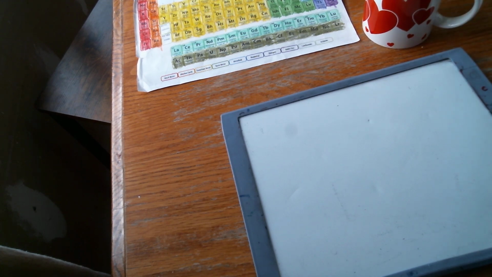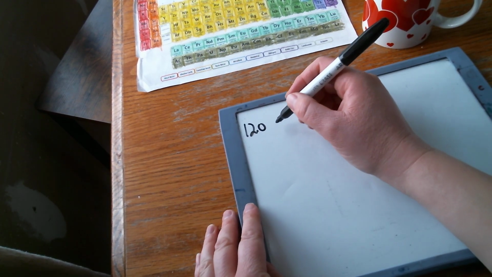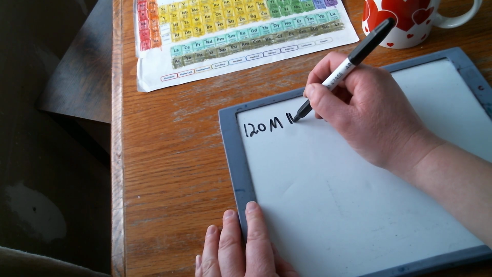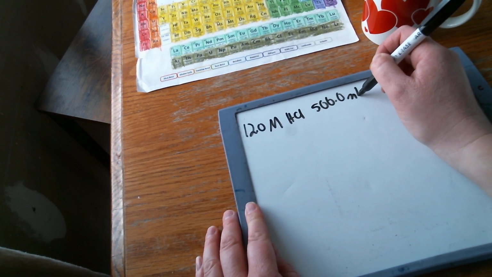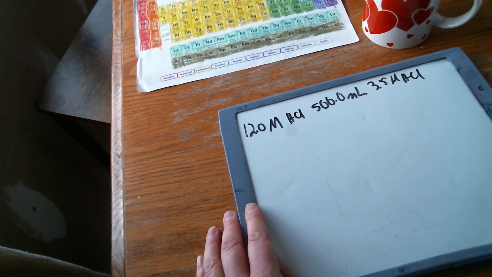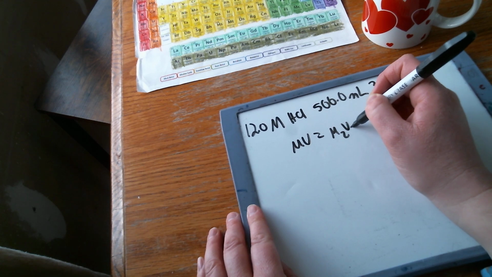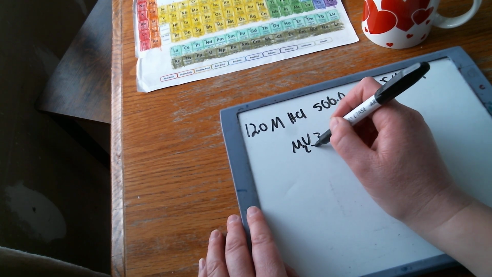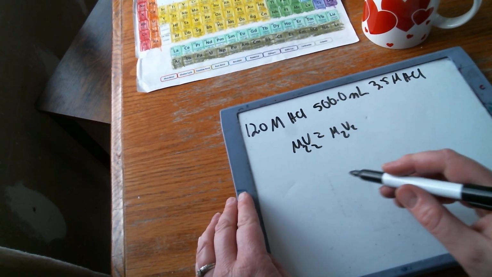Okay, Kenneth wants to dilute 12 moles of HCl to make 500 milliliters of 3.5 molarity HCl. Okay, how would we do this? Now, there's a great equation, M1V1 = M2V2. Leave Mama's stuff alone, please, Azzy. Okay, so all we have to do is plug those in.